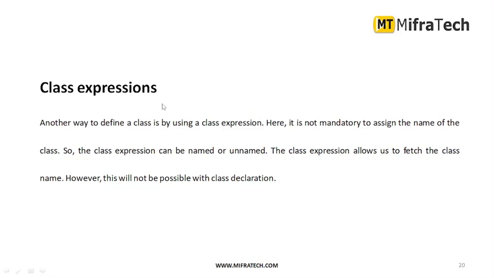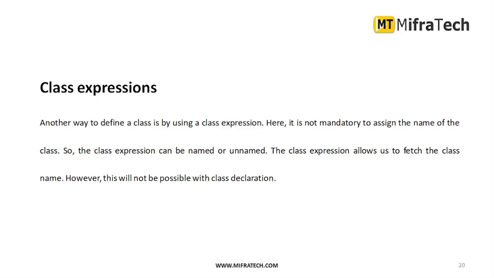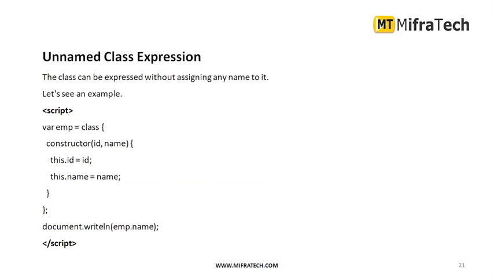Then class expressions. Another way to define a class is by using a class expression. Here it is not mandatory to assign a name to the class. So the class expression can be named or unnamed. We can declare a name or we cannot. The class expression allows us to fetch the class name. However, this is not possible with the class declaration. In a class declaration, we use the class keyword and the class name. Here it can be named or unnamed.